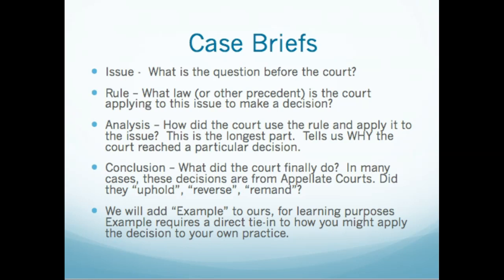This is strictly for learning purposes for this course, and you're going to make a tie-in as to how you might apply everything above, the issue, the rule, the analysis, the conclusion, and what that might make you do differently as a security manager. And for that, I think we'll take a look at a case.